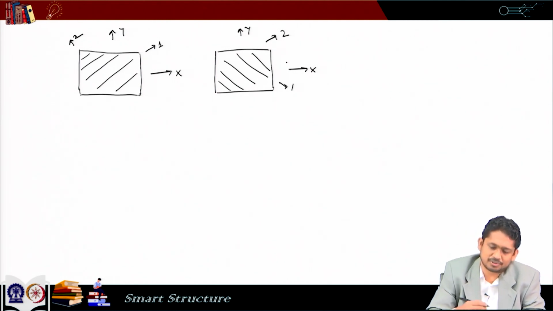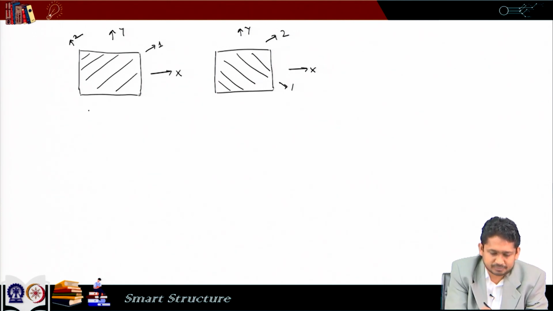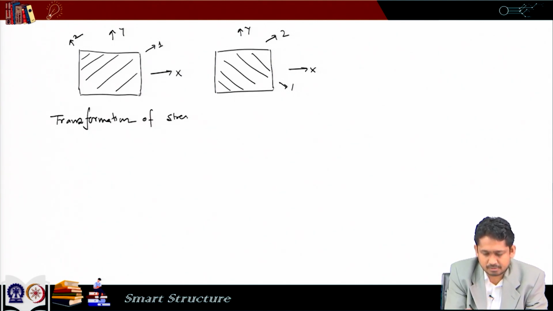So the constitutive relation which we already defined with respect to the 1-2 system will now be transferred to the x y system. So we will transform the constitutive relation. Now, to transform the constitutive relation, we will start with the transformation of stresses. At first we transform the stresses.